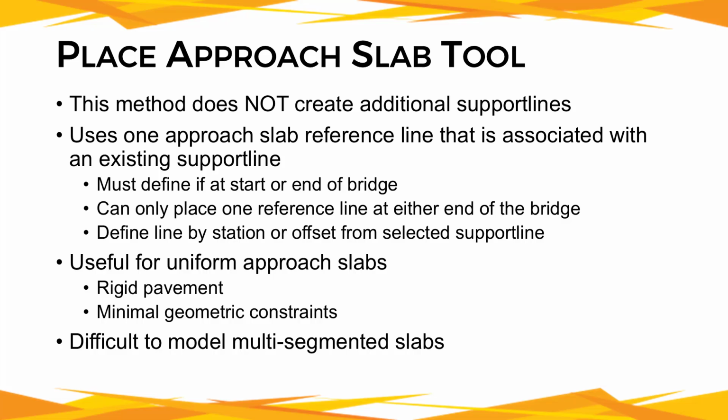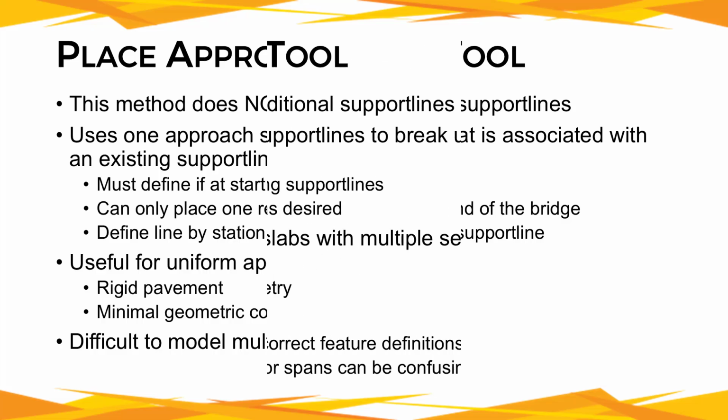For instance, when we're trying to model the flexible pavement for the FDOT, where we have to accommodate a different thickness, while you can still do it, and you can just define an offset from a support line, sometimes if you have a skew or a curved alignment, it makes it a little bit difficult to control the geometry of the interface between those two segments.